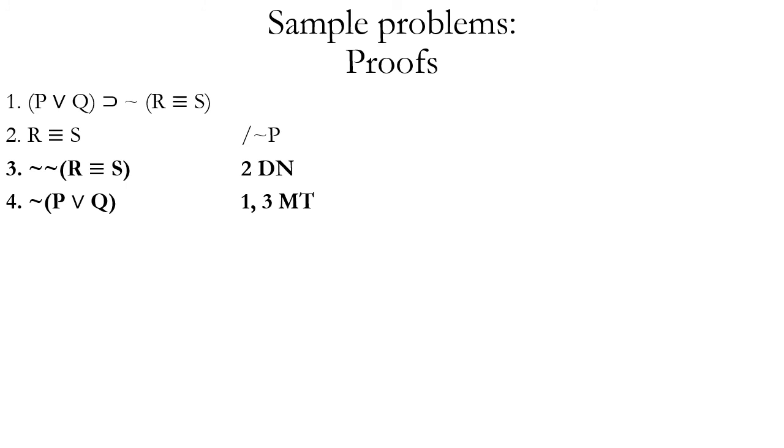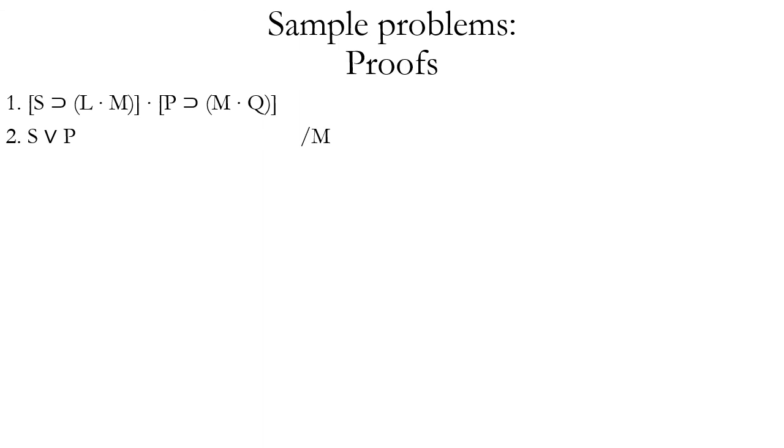And the form of line 4, the negated disjunction, should give you a clue as to what rule to use to help us get closer to the conclusion. And that rule is De Morgan's. De Morgan's allows us to go from a negated disjunction to a conjunction of negations. Now we still have that pesky tilde Q that's not a part of our conclusion, so there's one last rule we have to use to get to just the tilde P. And that is simplification, because that allows us to take one conjunct out of a conjunction.